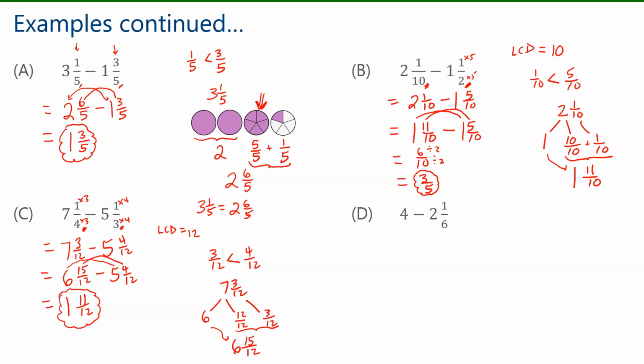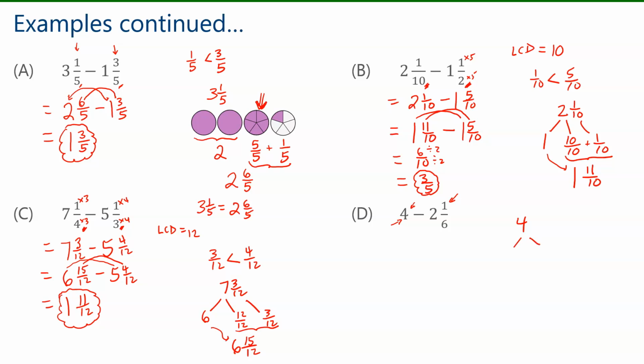And let's have a look at one more. 4 subtract 2 and 1/6. This time I have 4 wholes. Take away 2 and 1/6 of another. Now our first step in the process is supposed to be to compare the proper fractions, but I only got one proper fraction, the 1/6. There's nothing there associated with the 4. So we do still need to rewrite that 4.